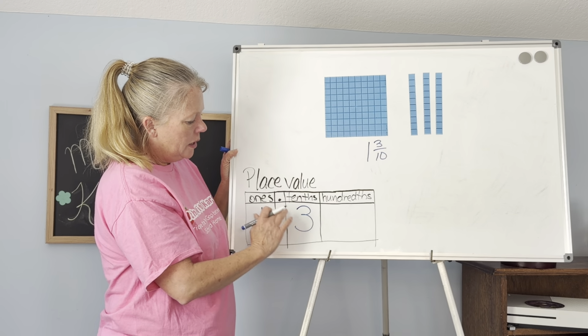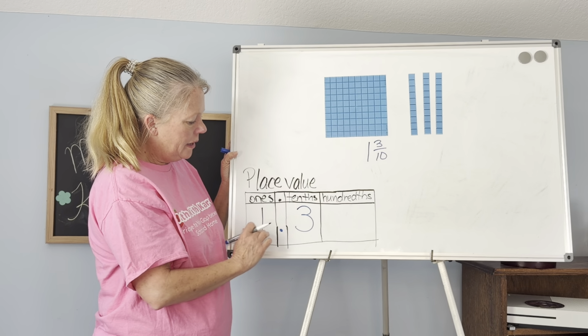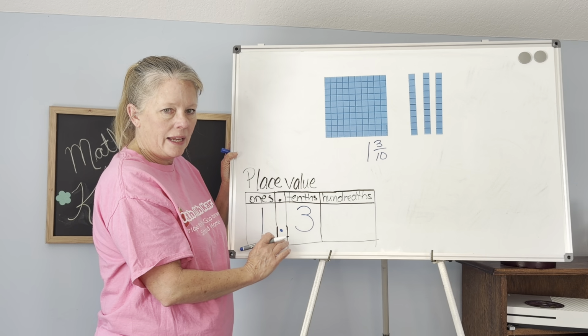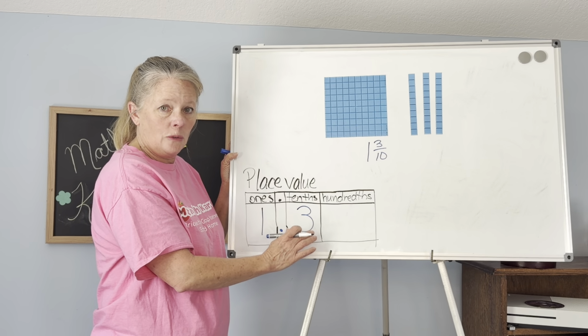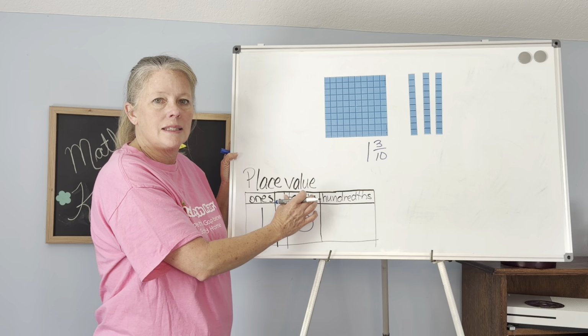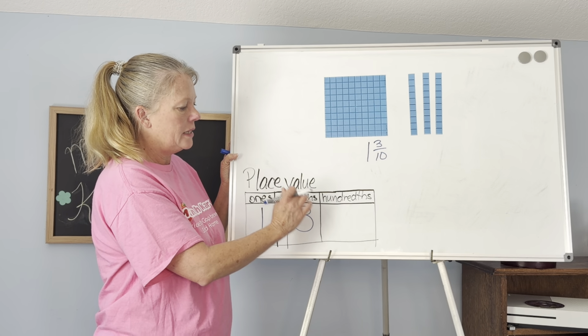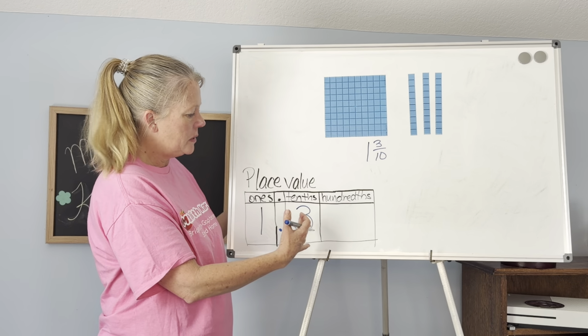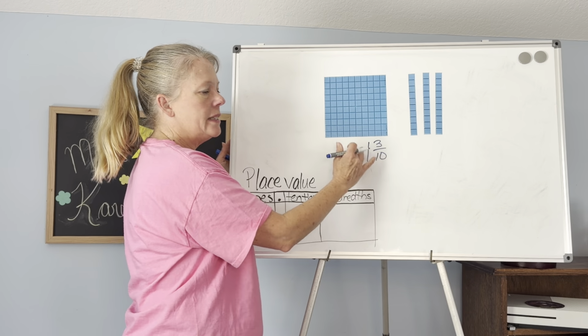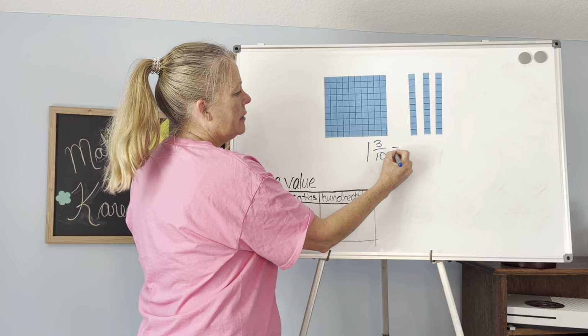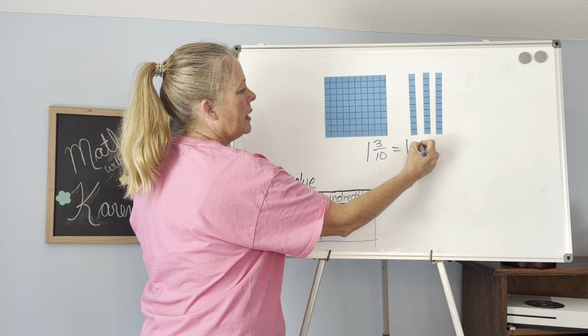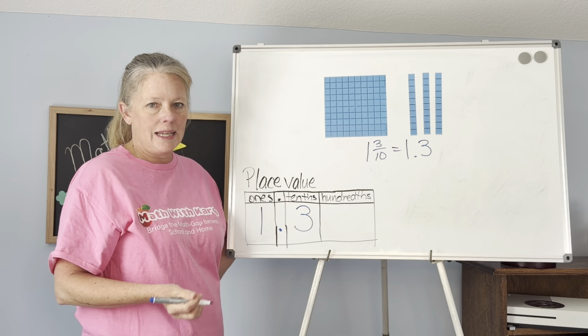Okay, so when you say a decimal, you say 1 and, the decimal is the word "and," then you say the digit that's here, 3, and whatever place it's in. So 1 and 3 tenths. That's how we would say that. So we have 1 3/10 as a mixed number, and we're going to turn that into a decimal, which is going to be 1.3.